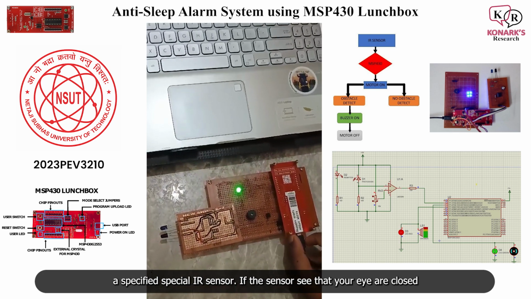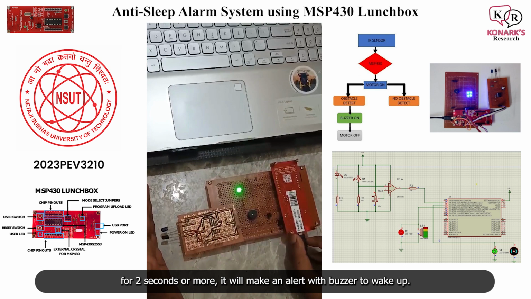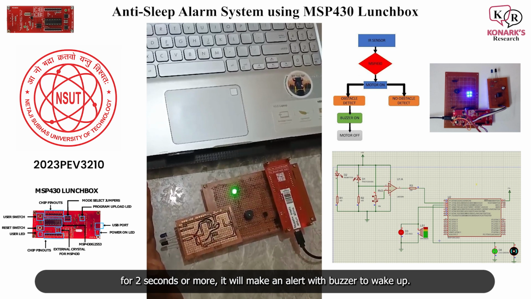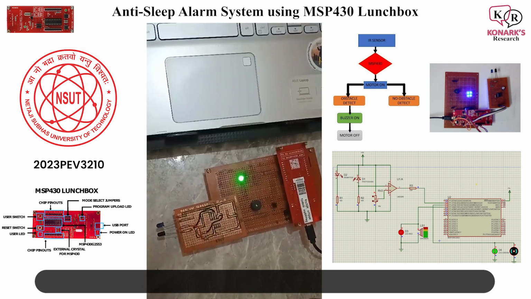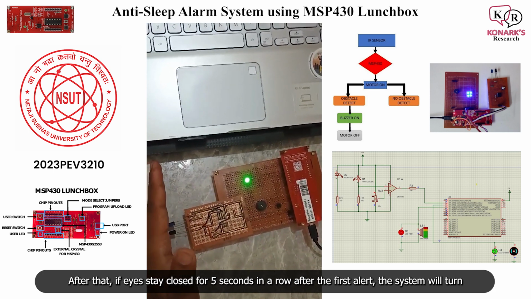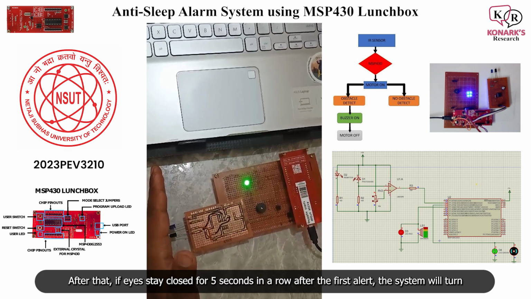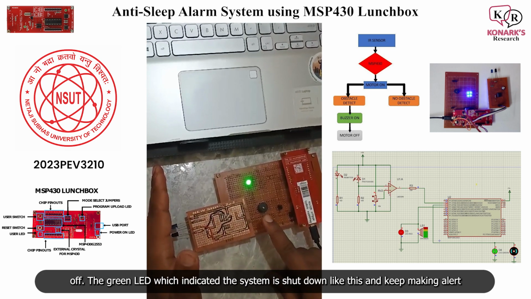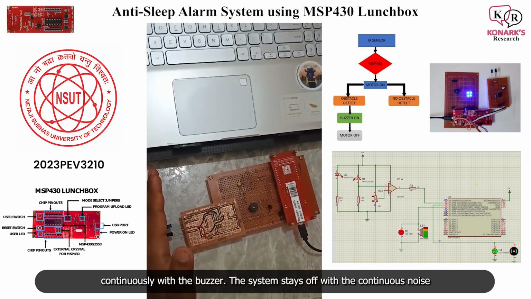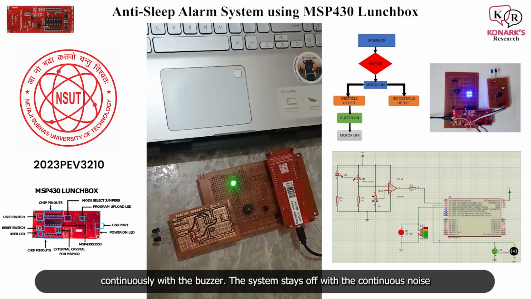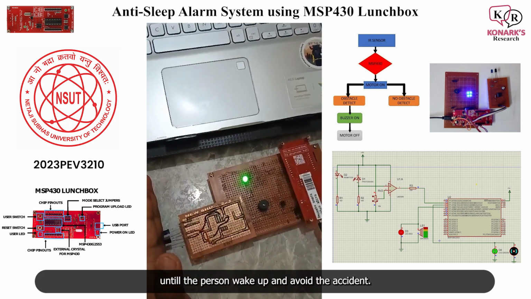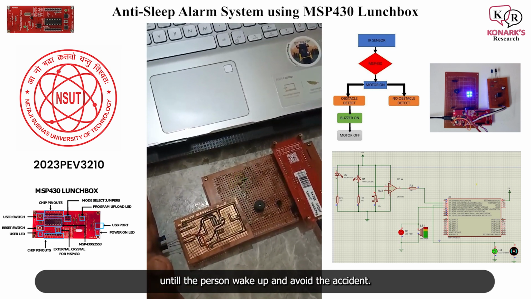If the sensor sees that your eyes are closed for 2 seconds or more, it will make an alert with the buzzer to wake you up. After that, if the eyes stay closed for 5 seconds in a row after the first alert, the system will turn off the green LED, which indicates the system is shut down like this, and keep making alert continuously with the buzzer. The system stays off with the continued noise until the person wakes up and avoids the accident.